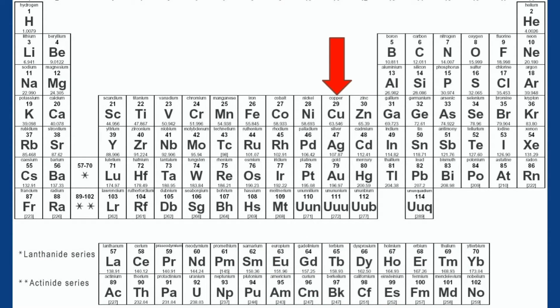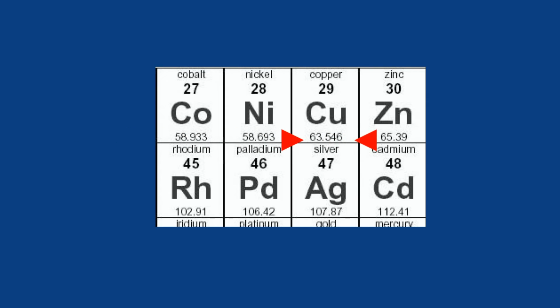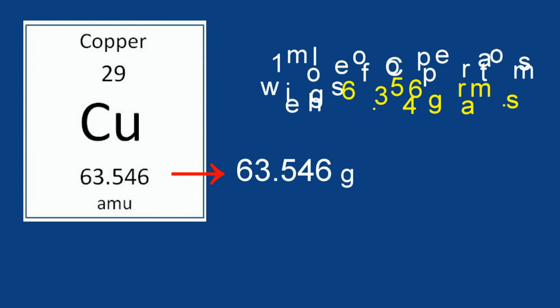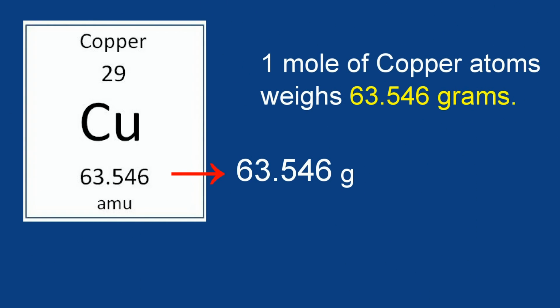Now let's prepare the copper. We go to the periodic table and find the AMU number for copper, which is 63.546. We then erase the AMU and put in grams. So 1 mole of copper atoms weighs 63.546 grams. We will round off this number to 63.5 grams, which will make it easier for us to weigh the copper.